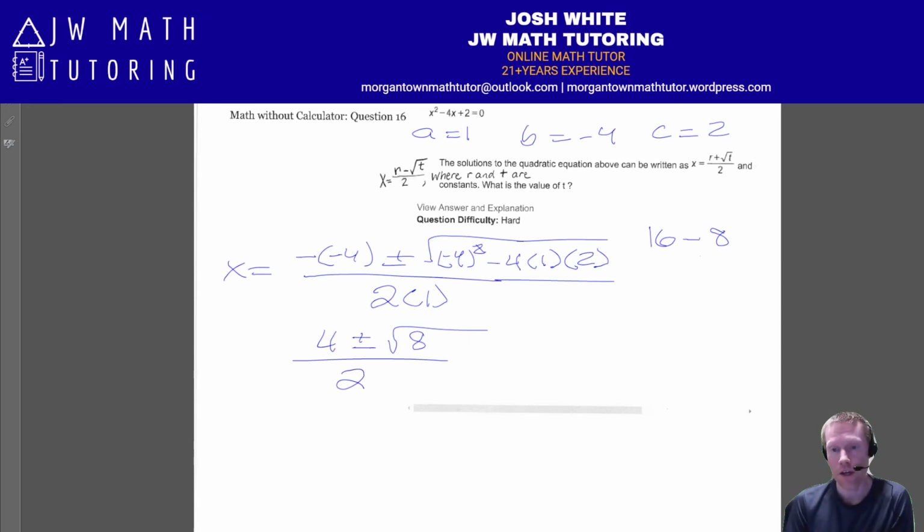And notice, this could technically be simplified further, but we don't want to do that because the format that they give you in the answer has it over a 2 on the bottom. So since our answer currently has a 2 on the bottom, we don't want to simplify the 8. We don't want to turn it into 2 root 2 and then keep going from there. We want to keep it exactly how it is. So in this problem, r is basically 4 and t is equal to 8. So therefore the correct answer for this one, just like the previous problem, is going to be 8, and that's what you would grid in.